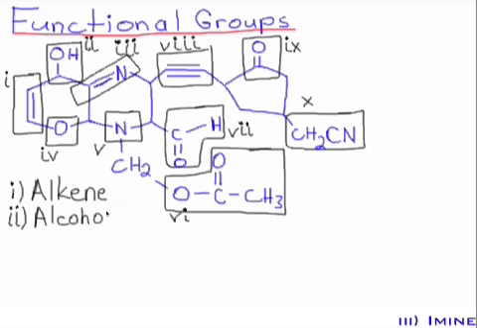Number 3 has a double bond from a carbon to a nitrogen. A double bond from carbon to nitrogen is an imine. Number 4 is an oxygen attached to 2 carbons. Oxygen attached to 2 carbons is referred to as an ether functional group.